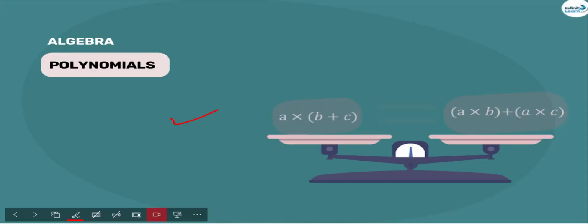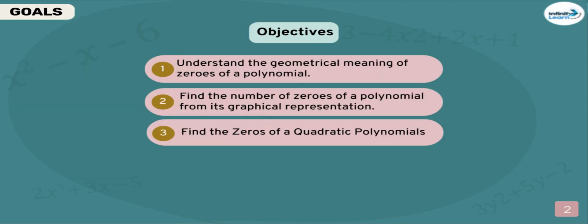So today we're going to learn about polynomials, or what are polynomials. What we're going to study today: understand the geometrical meaning of zeros of a polynomial, find the number of zeros of a polynomial from its graphical representation, and find the zeros of a quadratic polynomial.